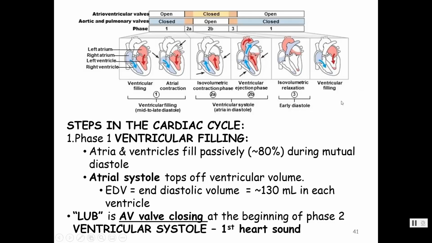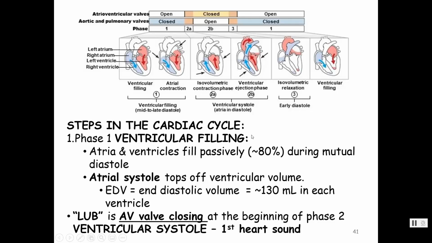One cardiac cycle begins right after the second heart sound. So you hear lub-dub, and then that begins the next cardiac cycle. We're going to start off with ventricular filling, because to be quite honest, we care more about the ventricles than the atria, because the ventricles are what are actually ejecting the blood out of the heart.